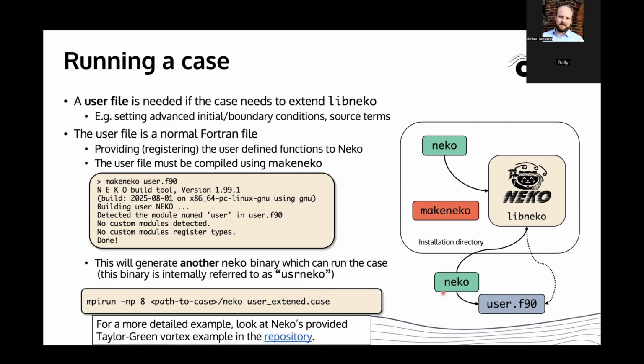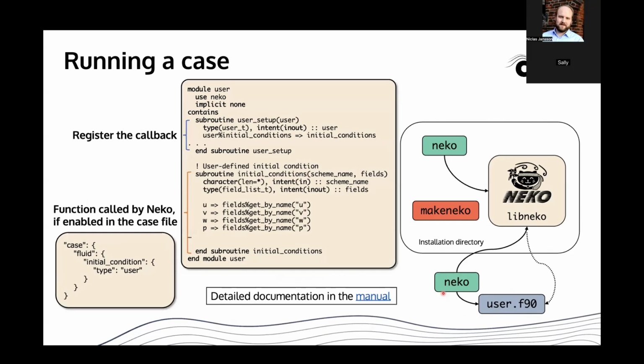And for this, there's a Taylor Green Vortex example in the repository that will showcase the workflow. A quick look at how this user file looks like. Basically, you have these callbacks, user initial condition. These are function pointers, and then you just point to your internal function that you have inside this user.f90. So the file here in the middle is the content of user.f90. And if you have compiled a user Neko using makeNeko, and your JSON file here to the left contains initial condition type user, Neko will then evaluate this initial condition callback in your user file instead of something inside the Neko library itself.